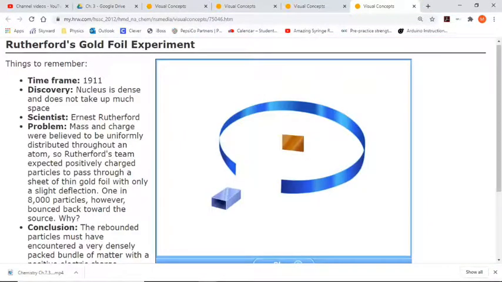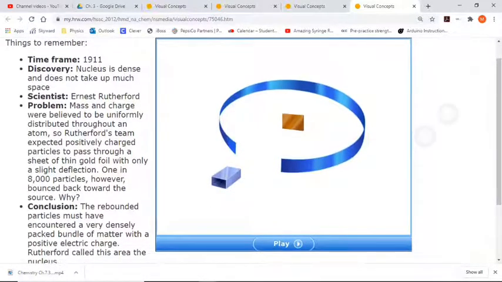Moving on to Rutherford's gold foil experiment. So this is going to be a couple years after Millikan. In this one, we are going to come up with the discovery of the nucleus and some information about it. We're going to run through the video first, get a nice drawing of it, and make notes as you go along.